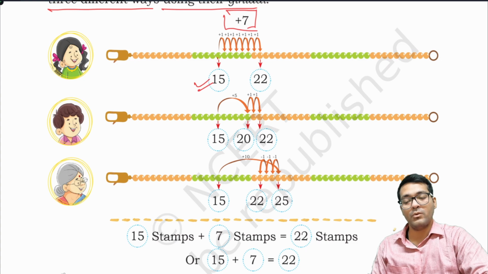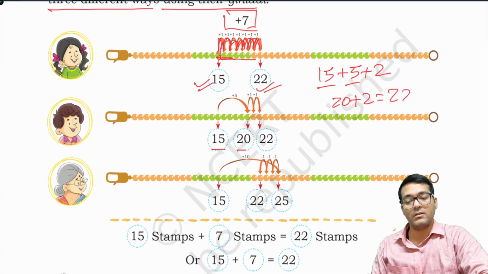That means you have to move 7 in the forward direction on the Ginladi. 1, 2, 3, 4, 5, 6, 7. That is after 15: 16, 17, 18, 19, 20, 21, 22. Similarly, you can move 7 by splitting 7 into 5 and 2. 15 plus 5 is 20, and 2 more, that is 22.